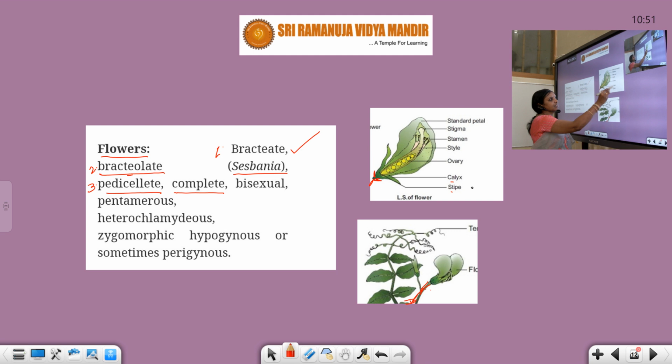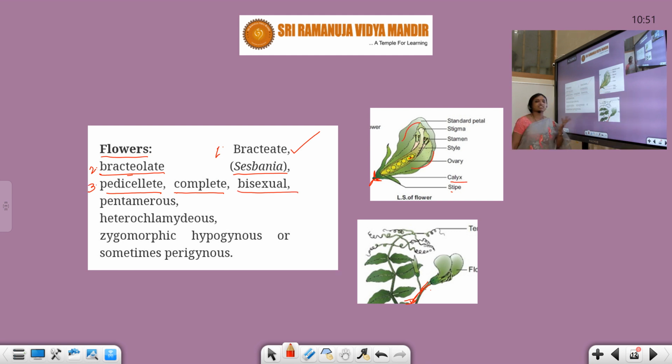And again, when it is a complete flower, that means all four are present, then it is bisexual also. Androecium and gynoecium, both the sex organs, both male and female reproductive organs are present. That flower is called bisexual.